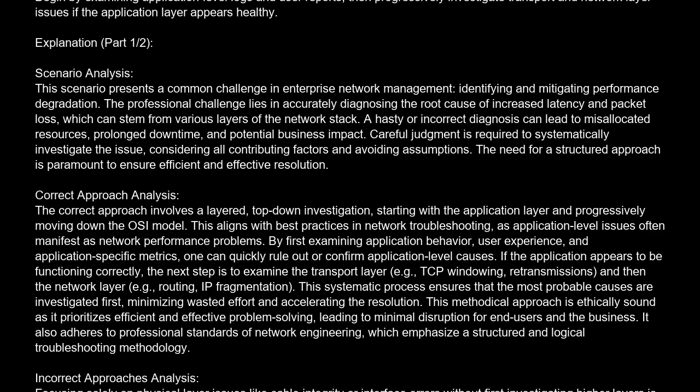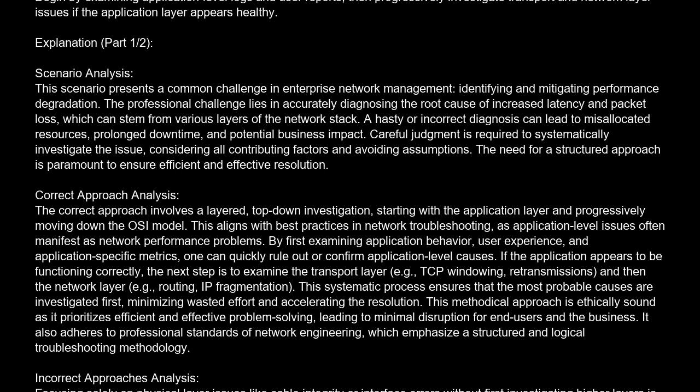Correct approach analysis. The correct approach involves a layered, top-down investigation, starting with the application layer and progressively moving down the OSI model. This aligns with best practices in network troubleshooting, as application-level issues often manifest as network performance problems. By first examining application behavior, user experience, and application-specific metrics, one can quickly rule out or confirm application-level causes. If the application appears to be functioning correctly, the next step is to examine the transport layer, e.g., TCP windowing and retransmissions, and then the network layer, e.g., routing and IP fragmentation.